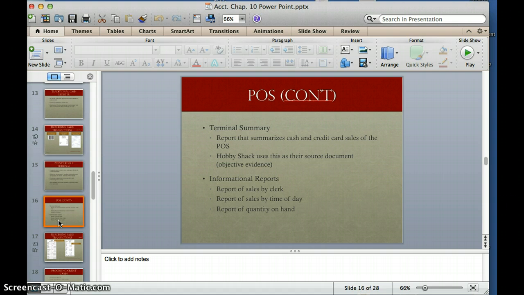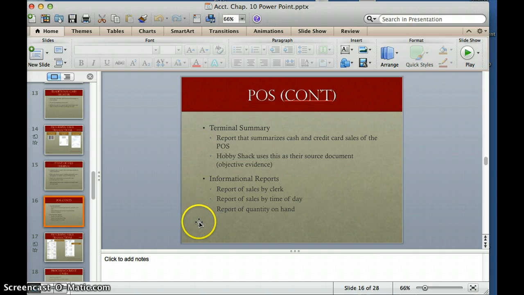Then at the end of a certain time period, whatever they choose, they're going to print out a report from that point of sale terminal, and it's going to summarize all the cash and credit card sales for that POS. Now, as you go forward, it's important to know that Hobby Shack is going to use this as their source document.